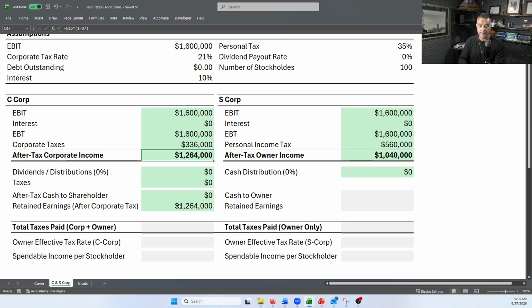All 100% was paid back into the business. 0 is paid as dividends. So let's go back to our 100%. Let's finish up the C Corp.